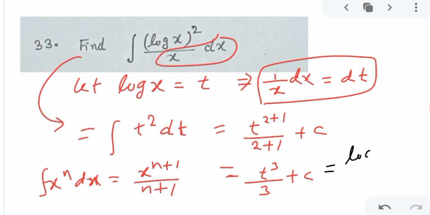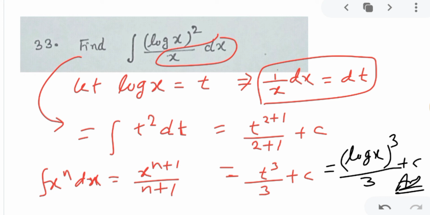(log x) to the power whole cube divided by 3 plus c. This will be your final answer, correct? So I hope you understood till here. Okay, so we'll discuss the remaining questions in the next video, okay.